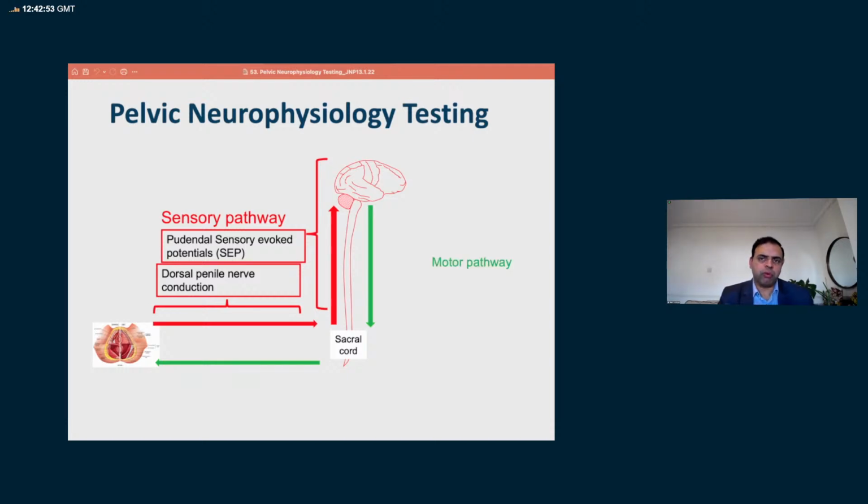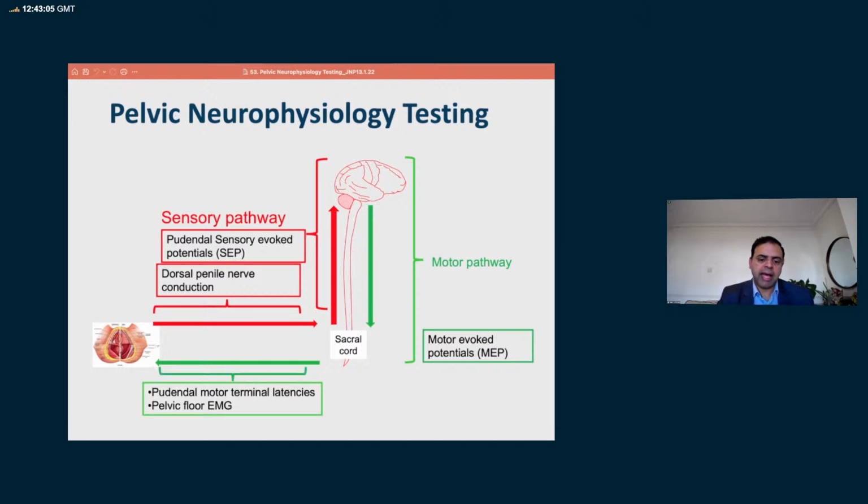Now, what about if one would like to assess the motor pathways? Then to assess the stretch of the pathway between the motor cortex and the muscles of the pelvic floor, one has the motor evoked potential recordings. And if it's the peripheral part of the motor innervation from the sacral spinal cord, i.e. the Onuf's nucleus, to the pelvic floor muscles, it could be either measuring the pudendal motor terminal latencies or pelvic floor EMG.